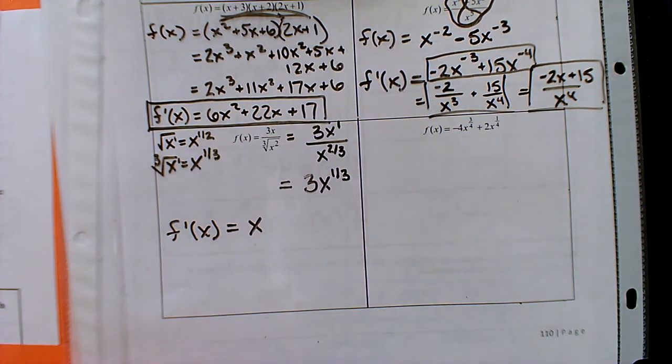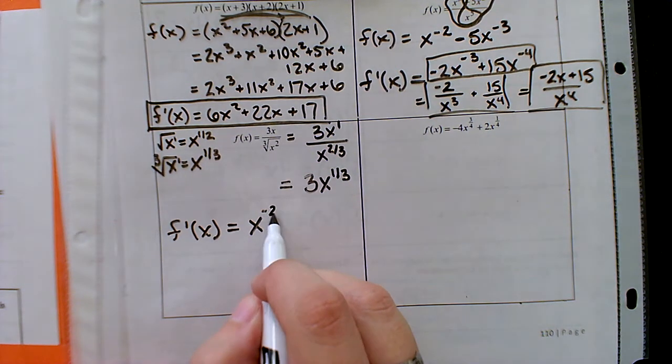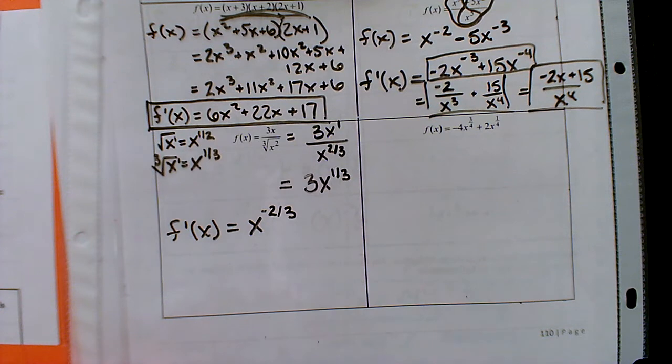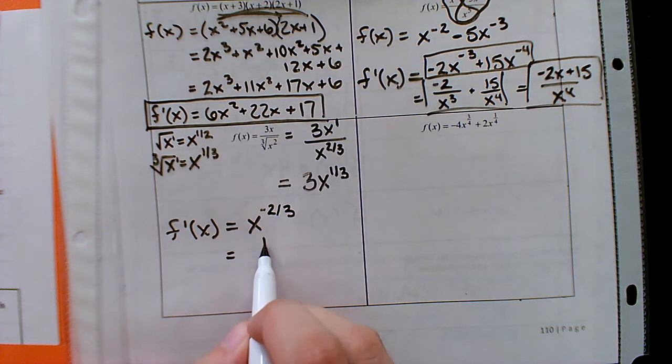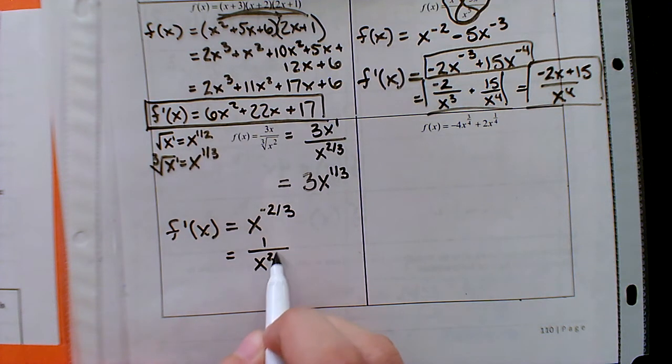Let's see, if I bring the 1/3 down, times the 3 would give me a 1 coefficient. And if I subtract 1 from the power, that'd be a negative 2/3. Right? We have a negative power, so we can change it to a positive power by moving it to the denominator of a fraction.